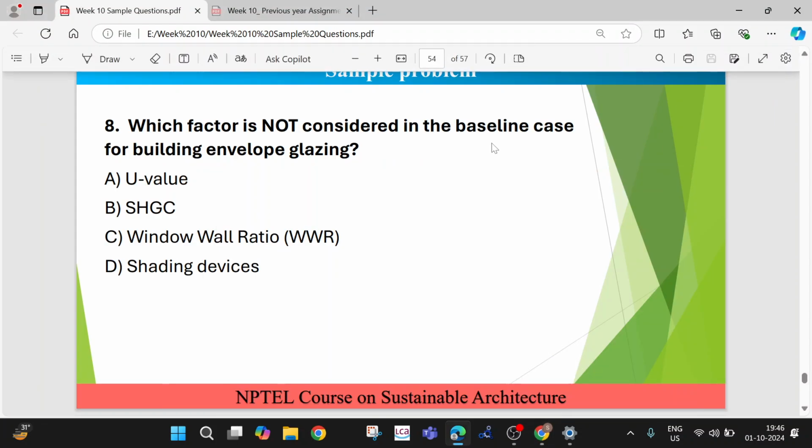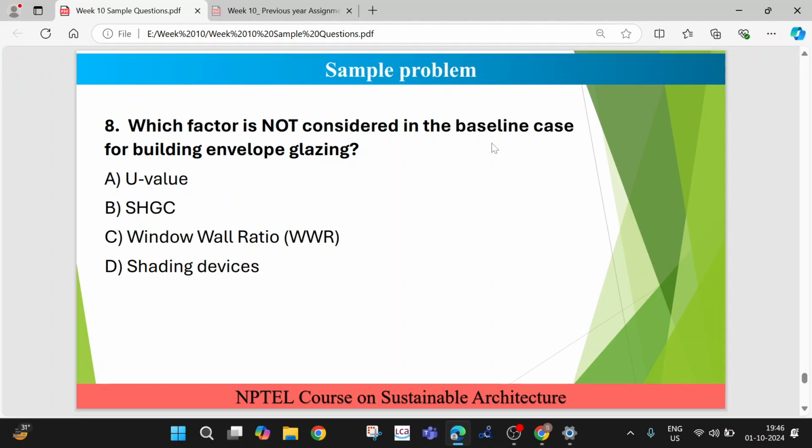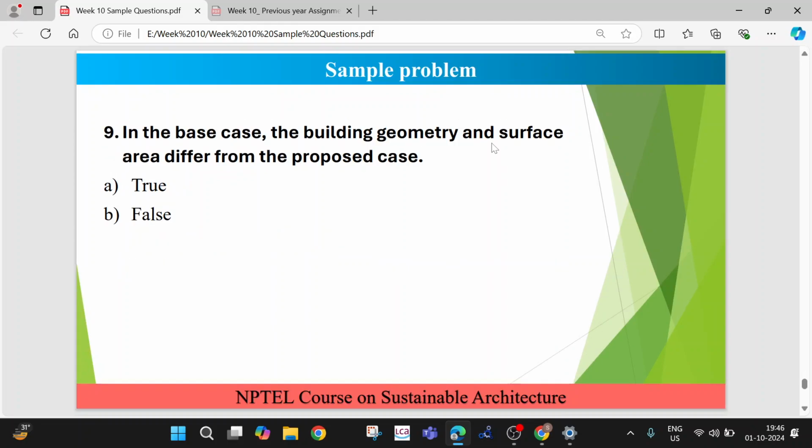Question number 8. Shading devices are not included in the baseline cases as they are a passive design strategy which is only incorporated in the proposed case. So let's move to the next question then. Question number 9. In the base case, the building geometry and the surface area differ from the proposed case.